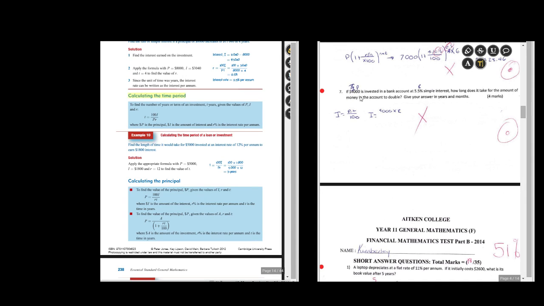Question 7 says if $4,000 is invested in a bank account at 5.5% simple interest, how long does it take for the amount of money in the account to double? Give your answer in years and months.